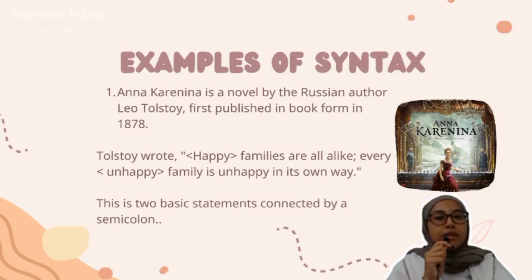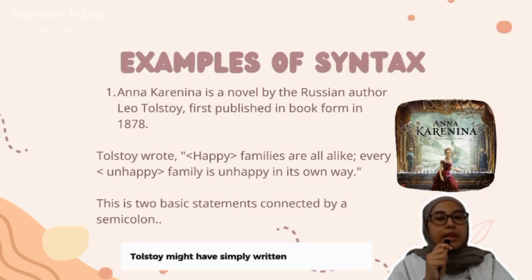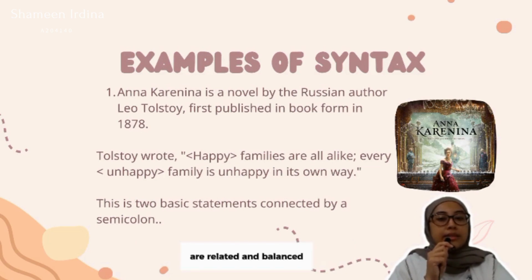Anna Karenina is a novel by the Russian author Leo Tolstoy. It was first published in book form in 1878. In his book, Tolstoy wrote, "Happy families are all alike; every unhappy family is unhappy in its own way." This is two basic statements connected by a semicolon. Tolstoy might have simply written them as distinct sentences, but by combining them into one, he demonstrates that these two ideas are related and balanced.